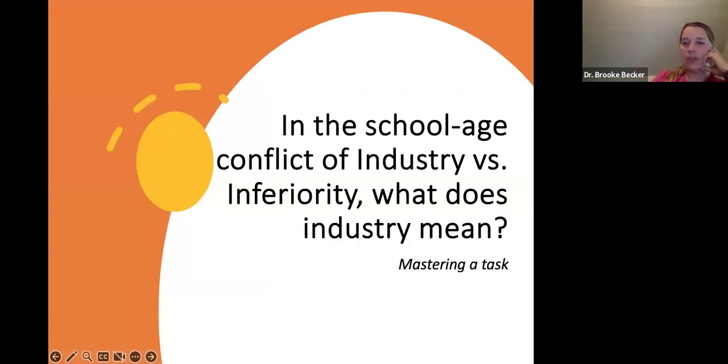Okay, so school age, it's industry versus inferiority. So that means that they're mastering a task if they're industrious. So they're getting really good at doing that task. Okay.